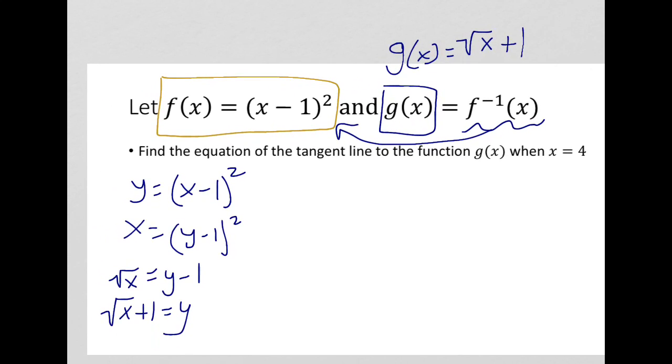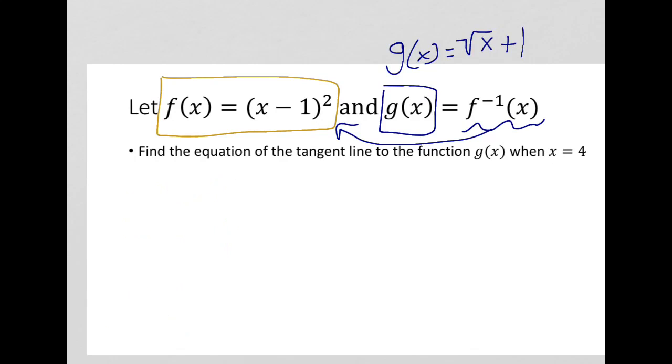And now I am going to erase that work so I can see better. Okay, so now we have g of x, the inverse function, and we want to find the tangent line to the inverse function when x is equal to 4. So we're going to do the same exact thing, but on this function g of x. So we need two things. We need a point, and we need a slope. So we have the x value is 4, and we want to find the y value.